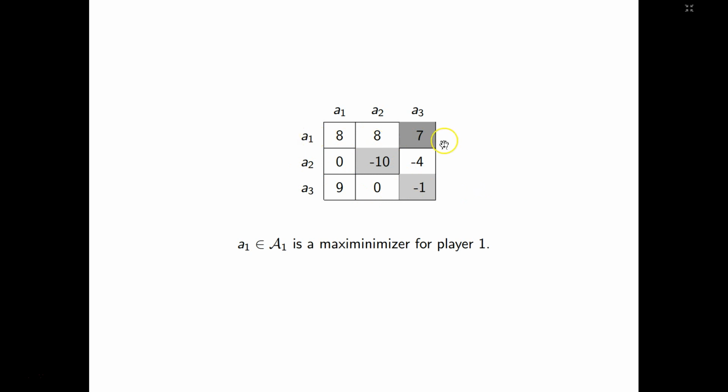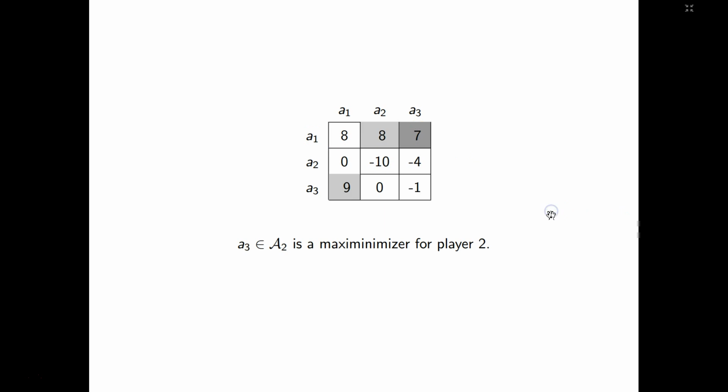The min in A1 is 7. The min in A2 is negative 10. The min for A3 is negative 1. And 7 is the maxi-minimizer. So A1 is the maxi-minimizer action. A3 is the maxi-minimizer for player 2.